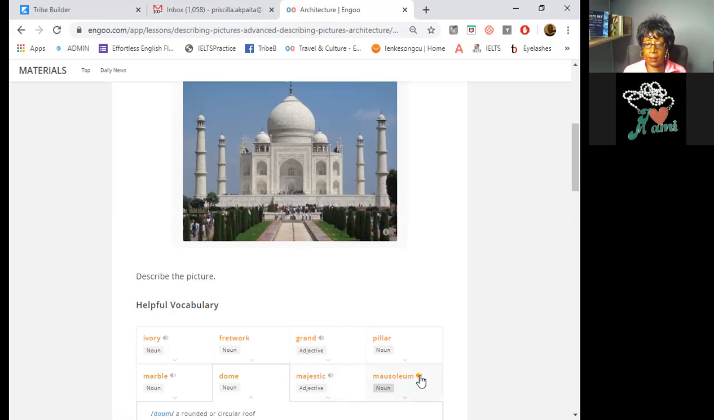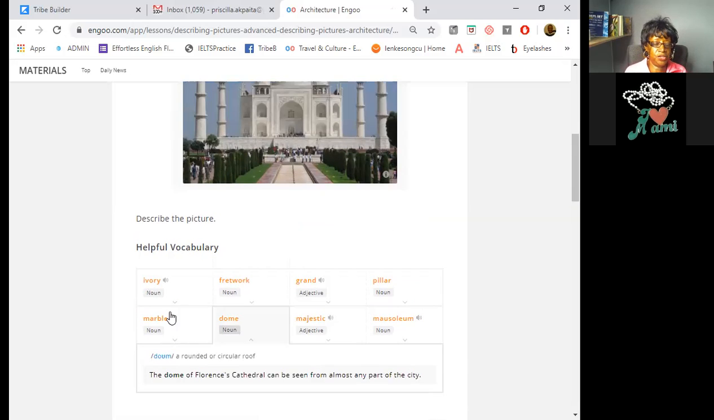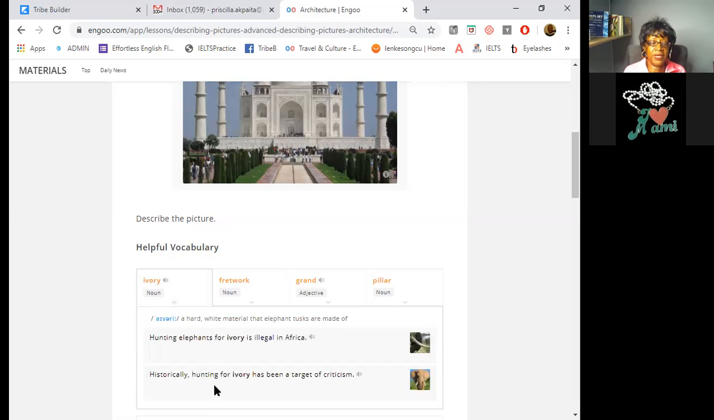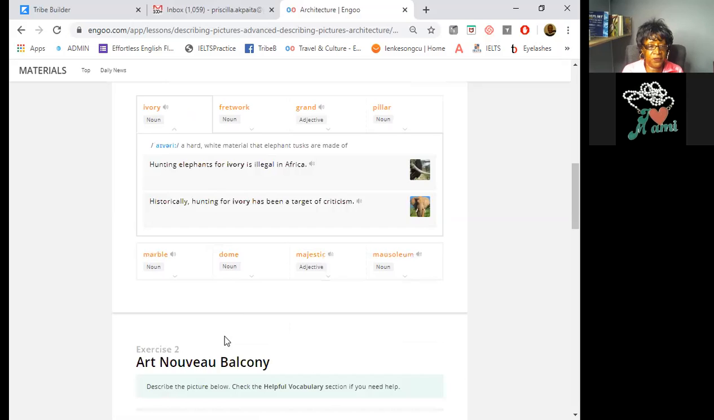Mausoleum. What does mausoleum mean? This building here is a mausoleum. Mausoleum. Very good. Now, do you know what all of these words mean? We looked at the word ivory, and historically, hunting for ivory has been a target of criticism is a sentence. Hunting elephants for ivory is illegal in Africa. And ivory is a hard white material that elephant tusks are made of.